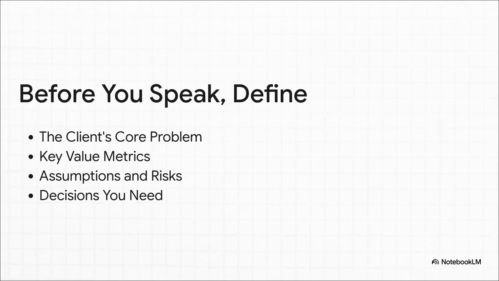So before you even think about hopping on a client call, the playbook says you've got to have these 4 things absolutely locked down. What's the real problem we're solving here? How are we actually going to measure if this is valuable? What are our biggest, scariest assumptions? And, this one's crucial, what decisions do I need the client to make in this specific meeting? Getting clear on this sets the entire tone.